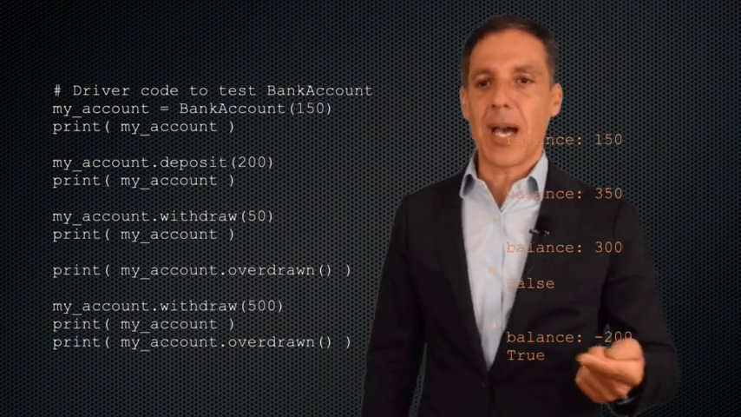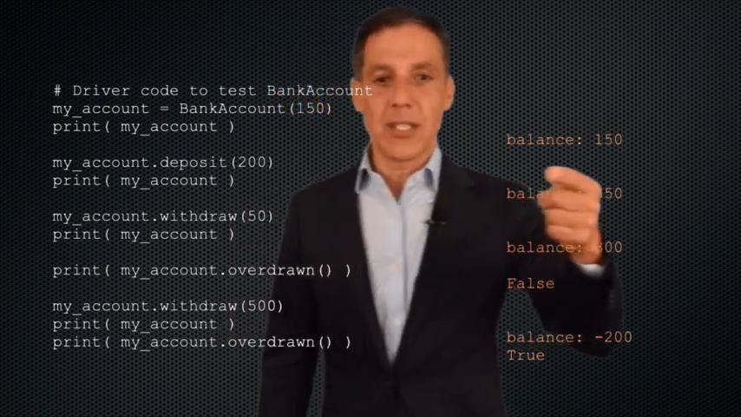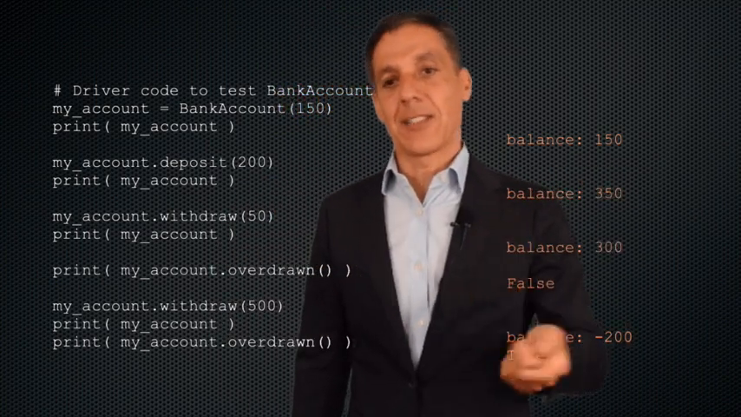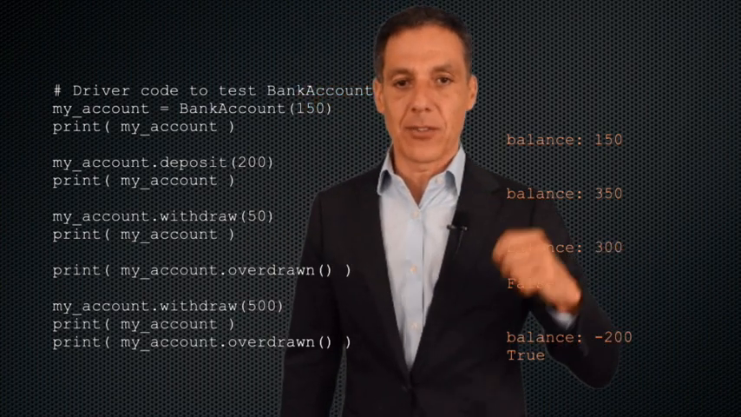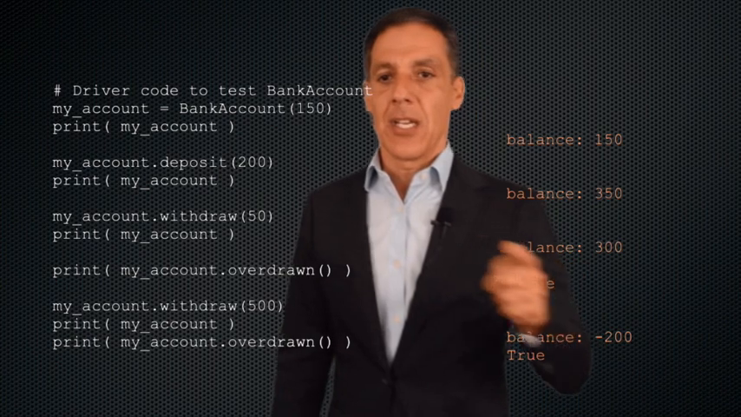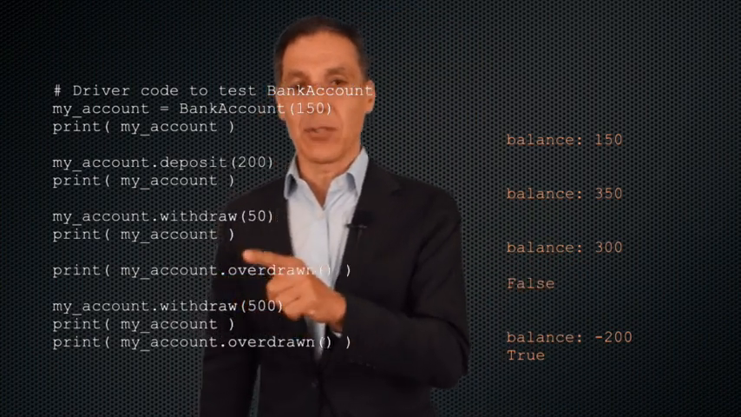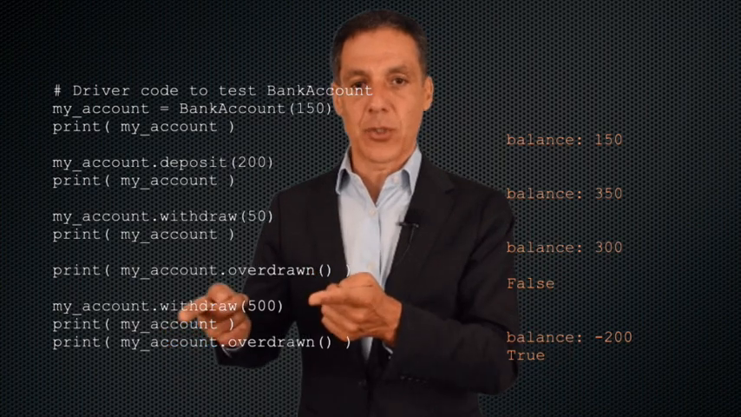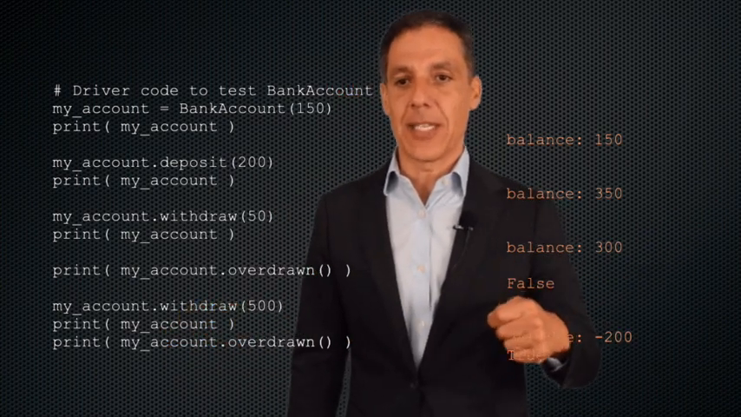Let's test the deposit. Deposit 200, print the account. What should the value be? It should be 350. Let's test the withdrawal. Withdraw $50 out. And now you can see that the balance has decremented to 300. Let's test the overdrawn function. So print myaccount.overdrawn. That will return true or false. So it is false because I have $300 in the account.